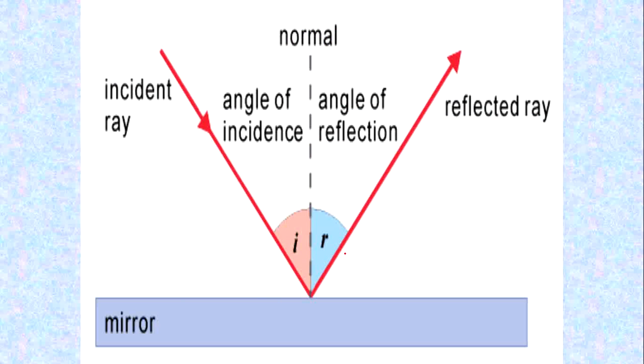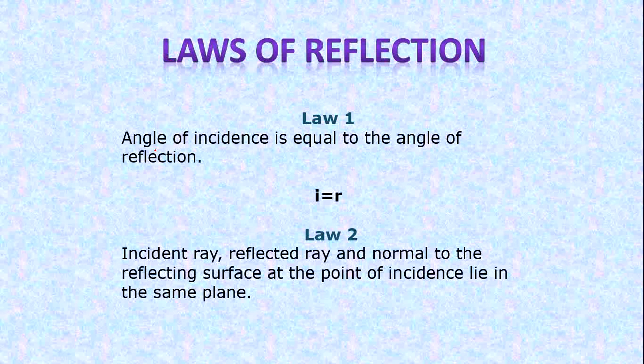Now the laws of reflection. The angle made by this incident ray to the normal is known as the angle of incidence, and the angle made by this reflected ray to the normal is known as the angle of reflection. And according to the law of reflection, the angle of incidence is equal to the angle of reflection. That means i is equal to r. This is the first law of reflection.